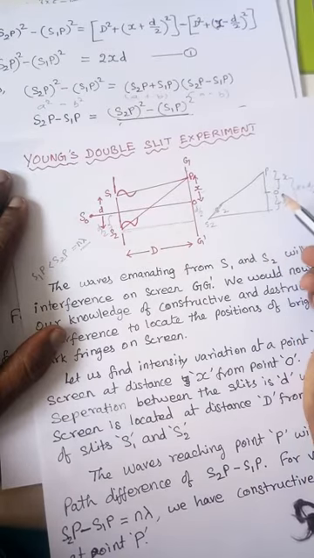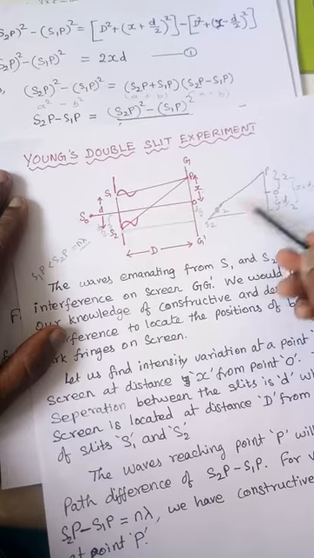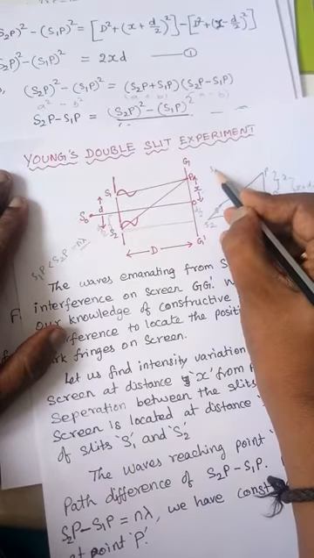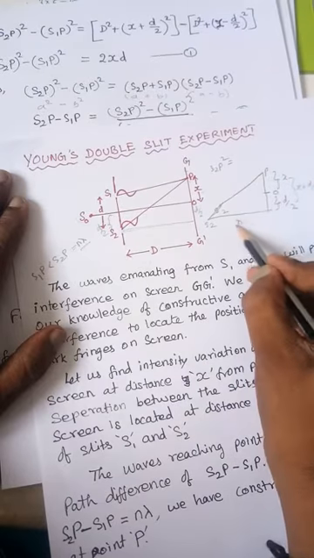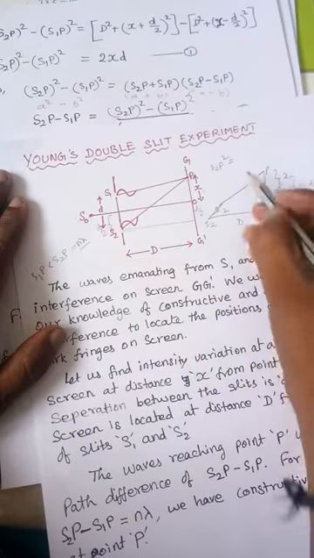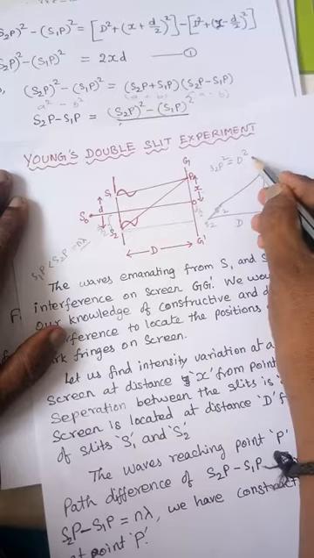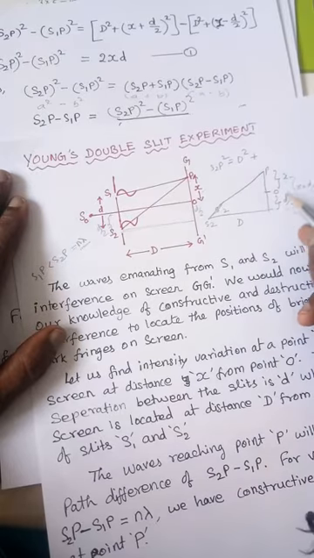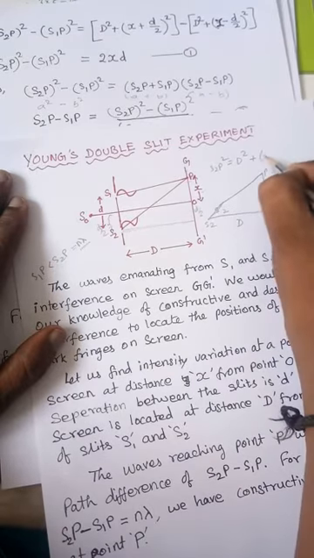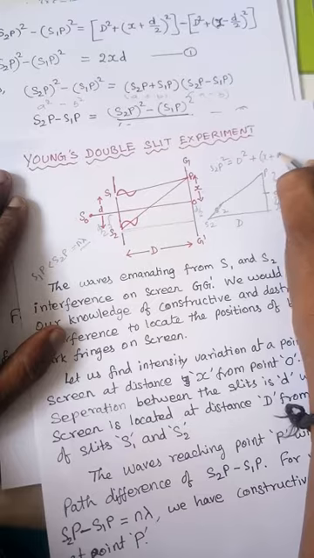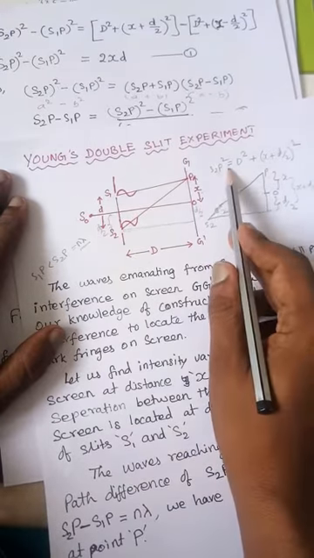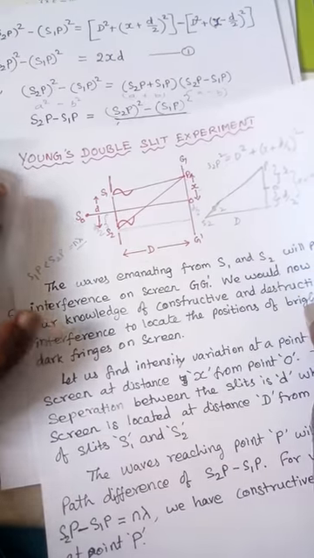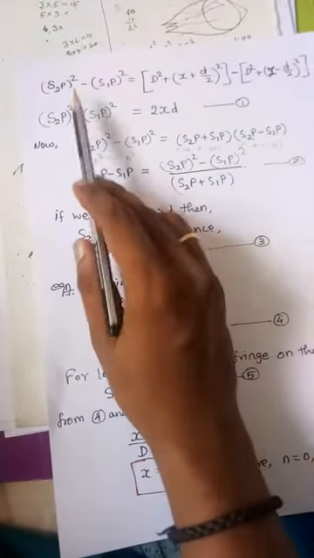According to the Pythagoras theorem, S2P square is equal to, this distance is capital D, so D square plus x plus d by 2 whole square. So that is the S2P square value.